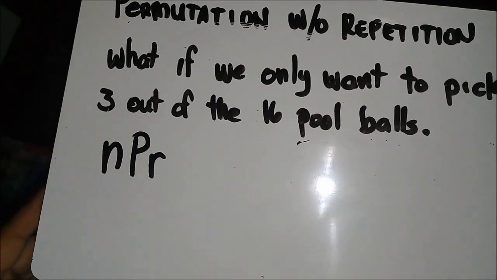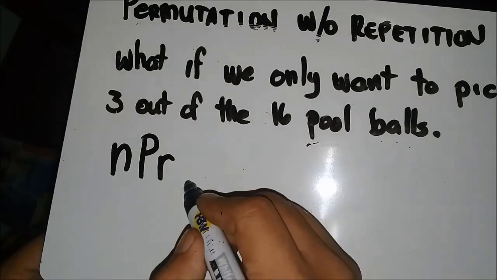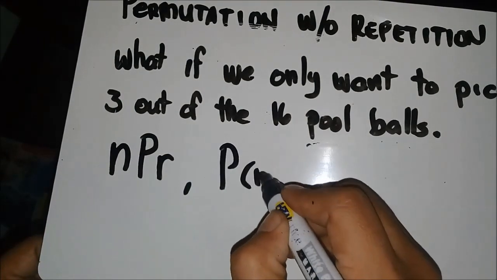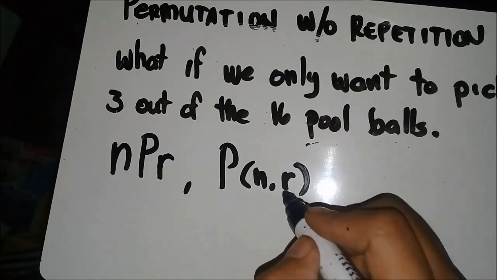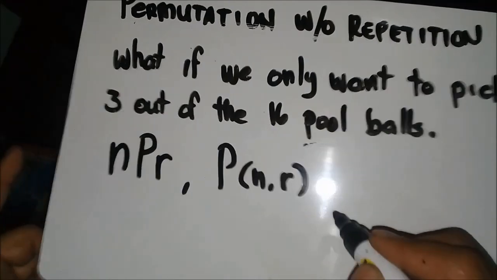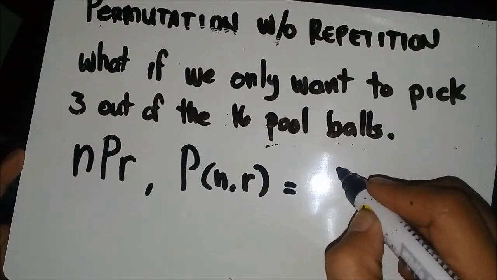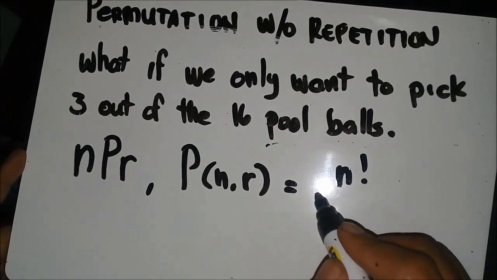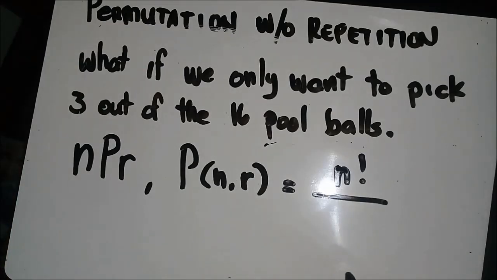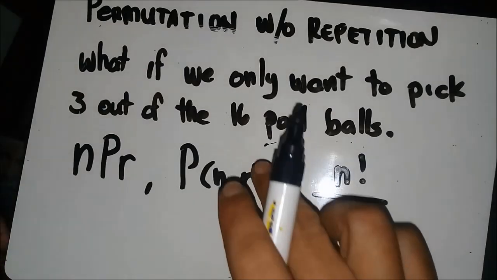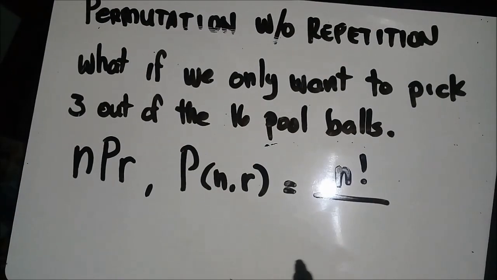So this is the notation for permutation. Sometimes you will see nPr. You have n number of things taken r at a time. So if we have n factorial on the numerator, on the denominator we simply subtract the number of choices that we have, and it will cancel out on the numerator.